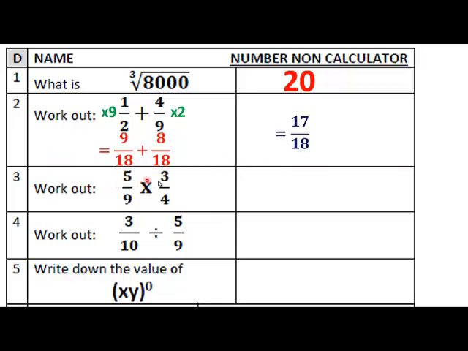Question 3. 5 times 3 is 15. 8 times 9 is 72. 9 times 4 is 36. That is my result. Simple timesing fractions.